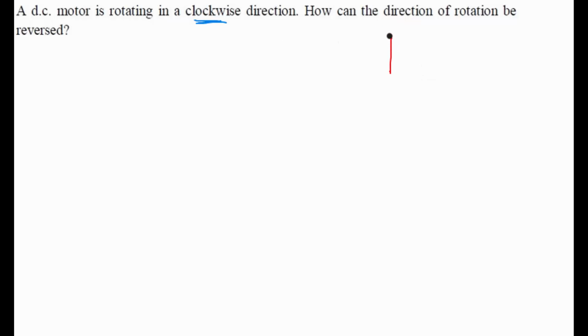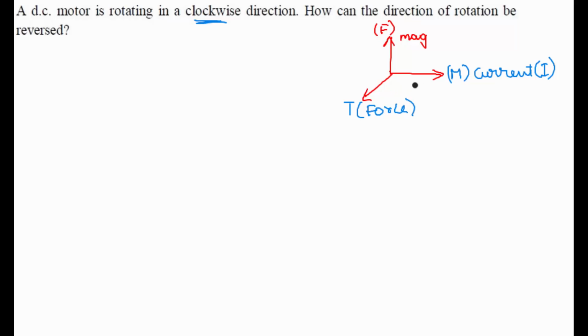Stretch your forefinger, middle finger, and thumb all mutually perpendicular to each other. If the forefinger indicates the direction of magnetic field, your middle finger will indicate the direction of current, I. Then the thumb will indicate the direction of force. So this is your Fleming's left hand rule.